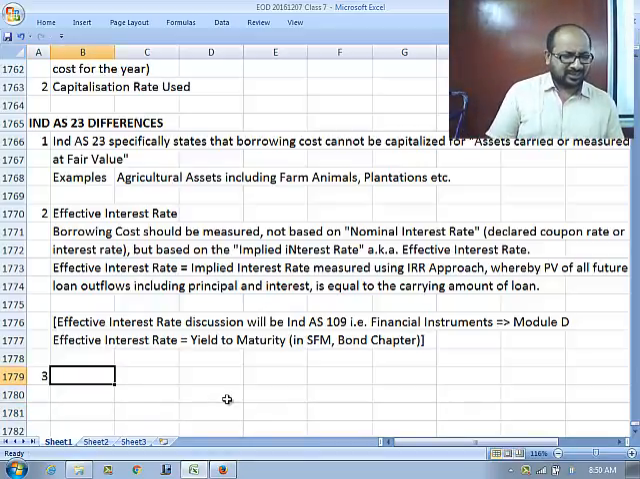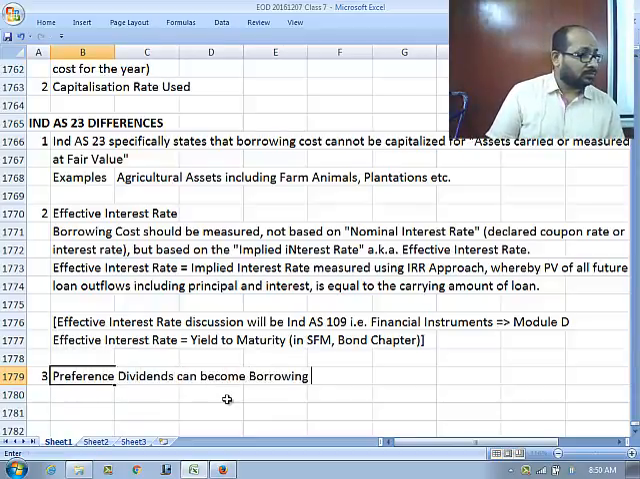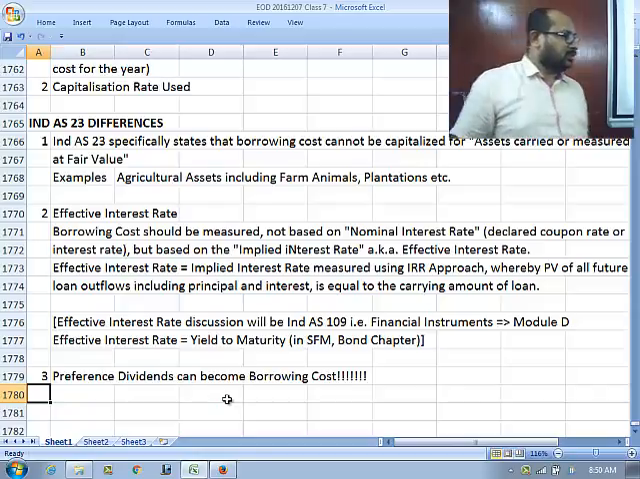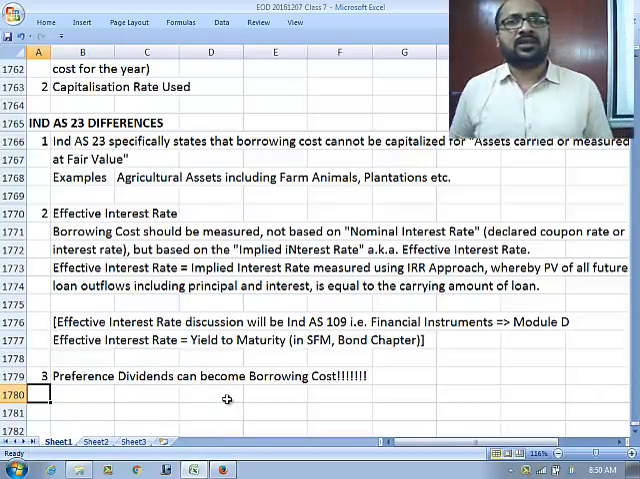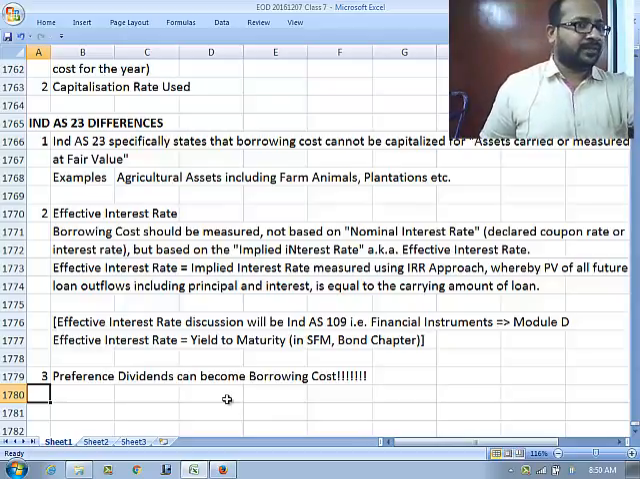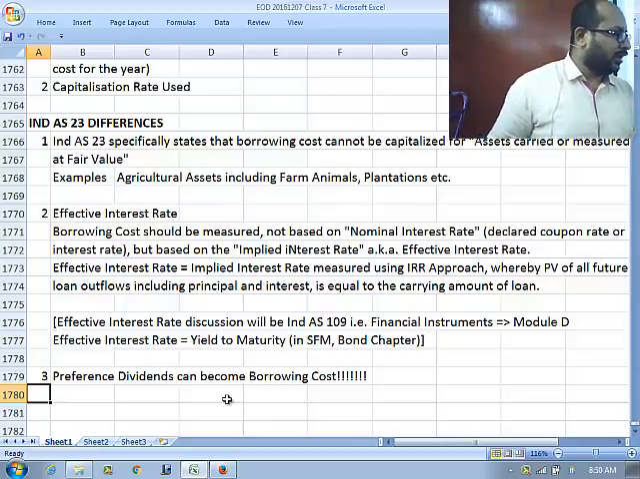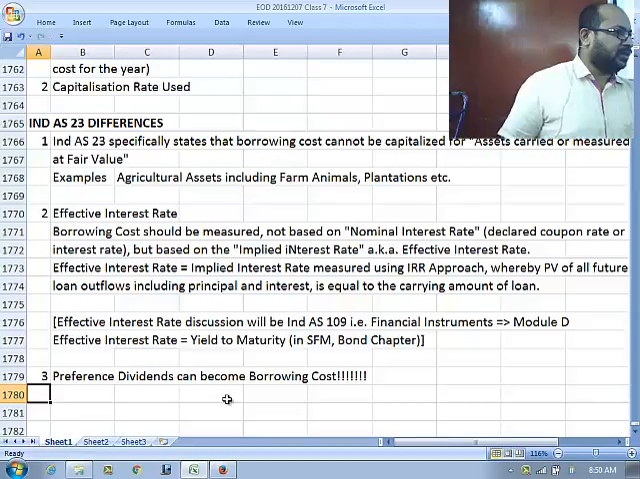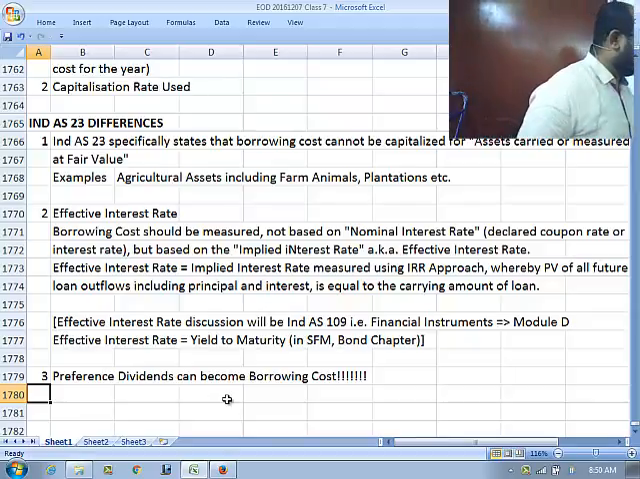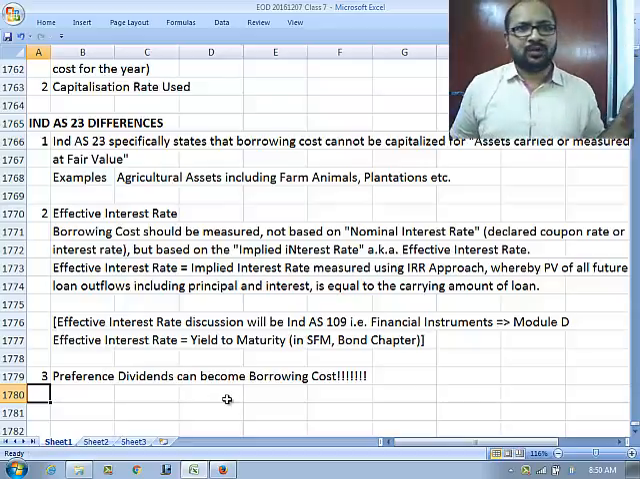Of course, this is a follow-up of Ind AS. The preference dividends can become borrowing cost. They will become borrowing cost. So no more dividends, no more treatment as appropriation of profits. Even though your taxation laws might be treating it differently, your accounting demands that you treat them on par with borrowing cost. So preference dividends we will be calling only borrowing cost.